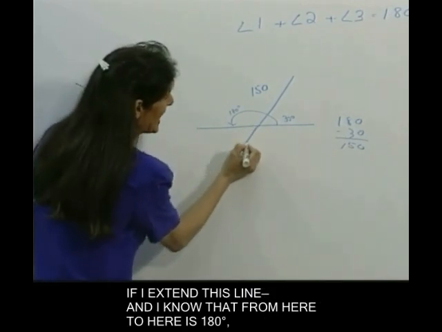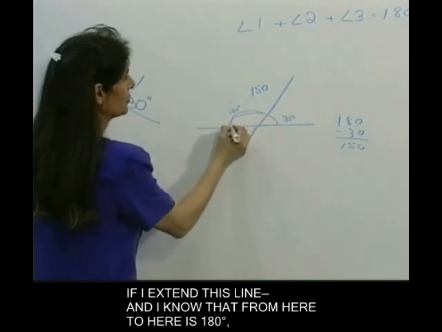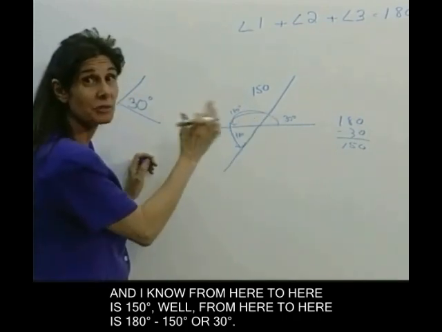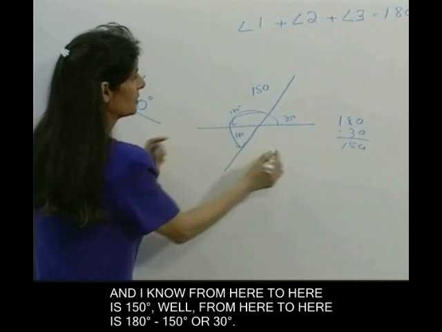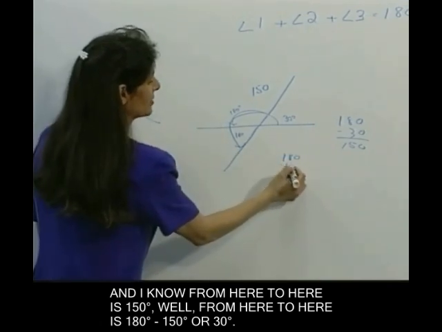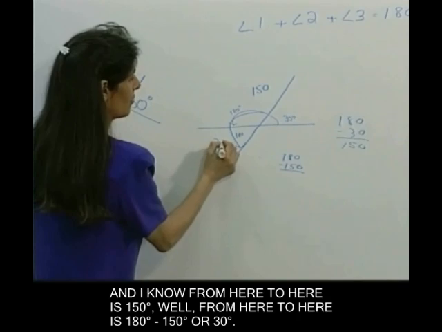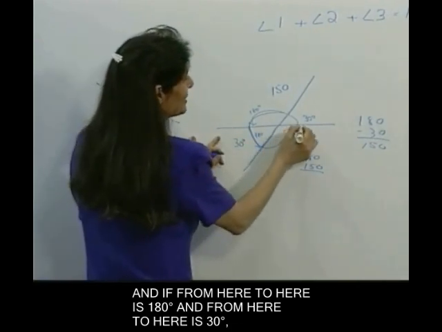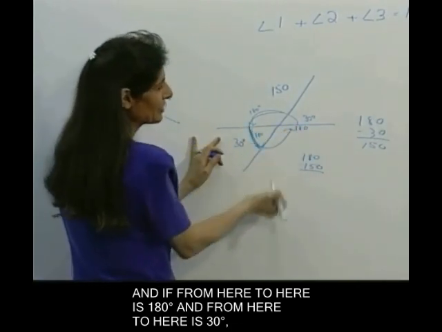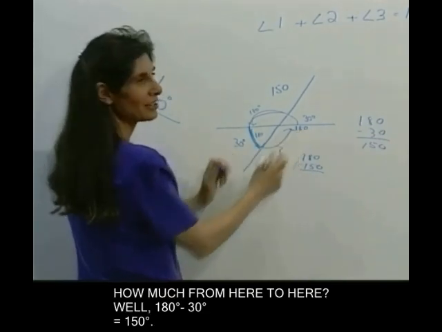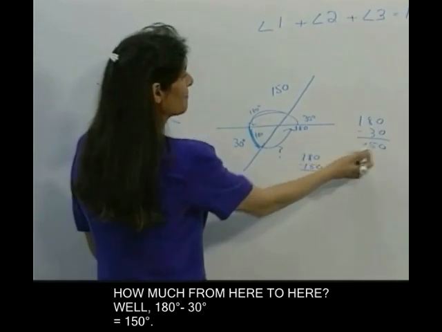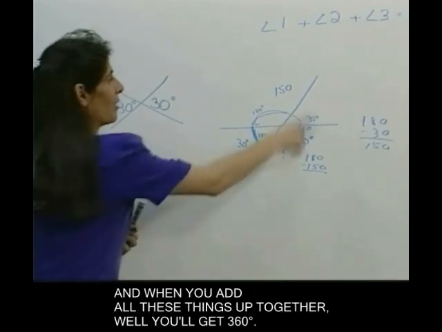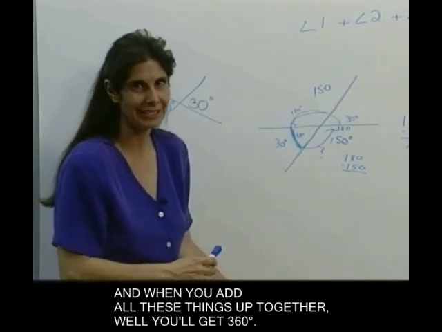If I extend this line, and I know that from here to here is 180, and I know from here to here is 150, well, from here to here is 180 minus 150, or 30 degrees. And if from here to here is 180 degrees, and from here to here is 30 degrees, how much from here to here? Well, 180 minus 30 is 150 degrees. And when you add all these things up together, you'll get 360.